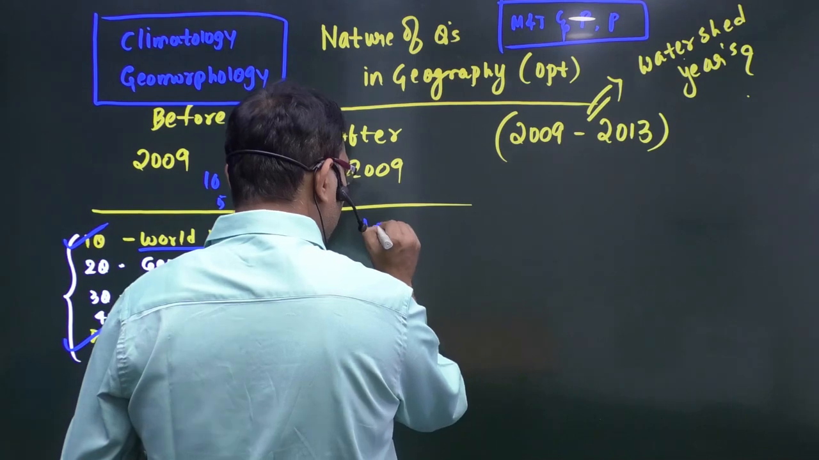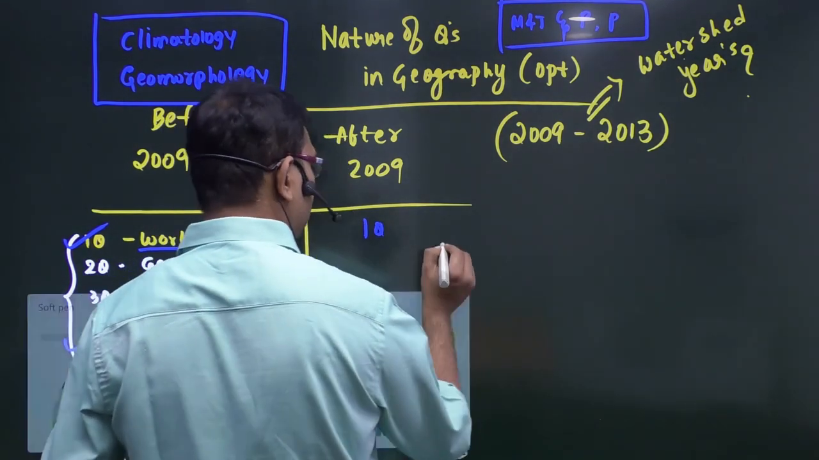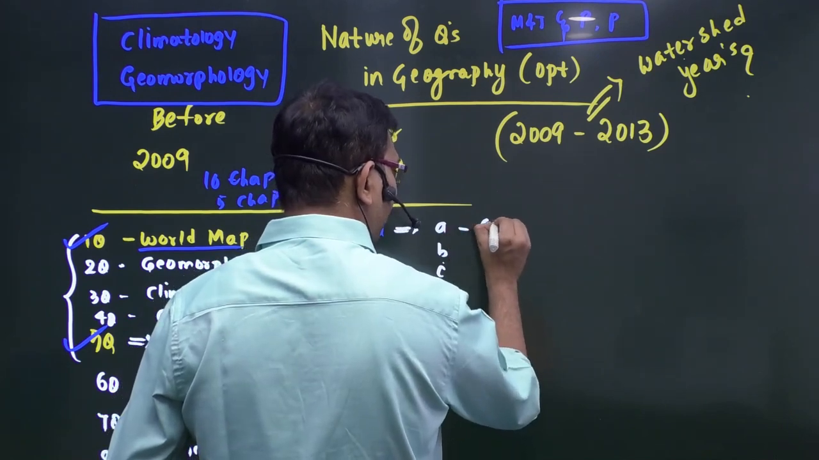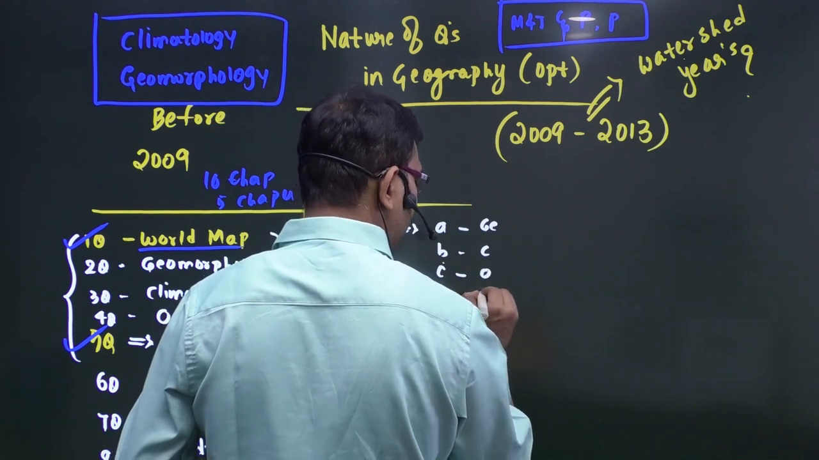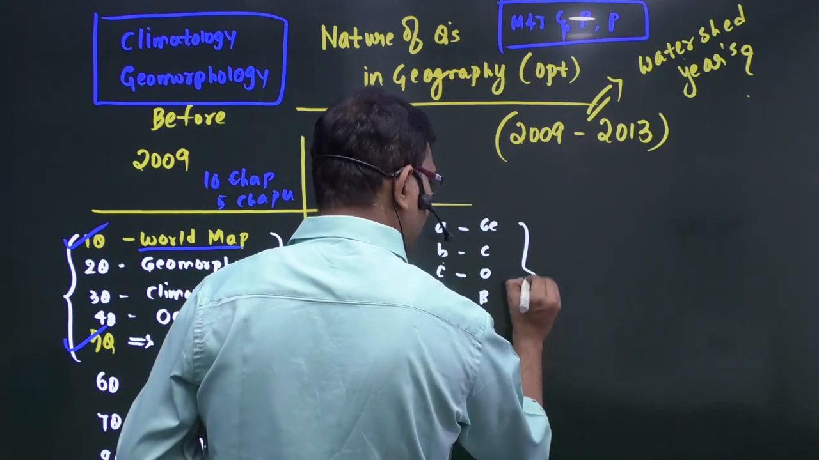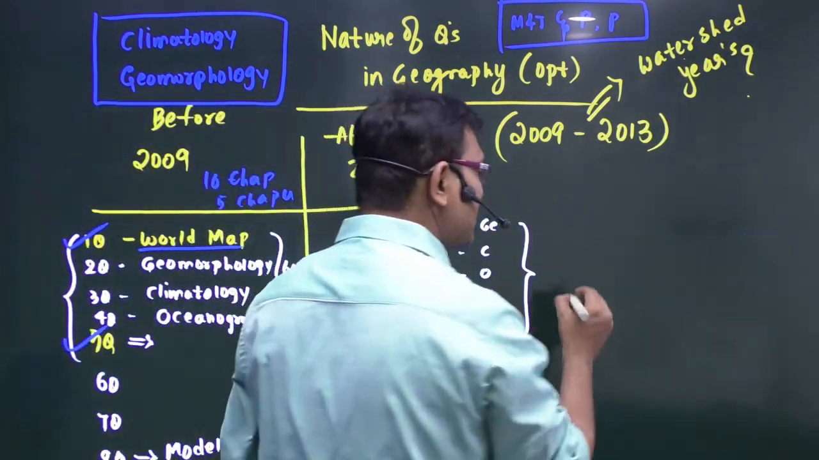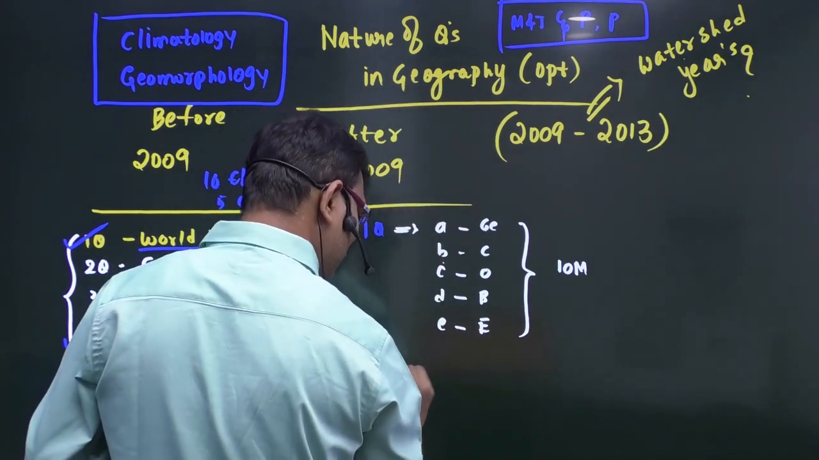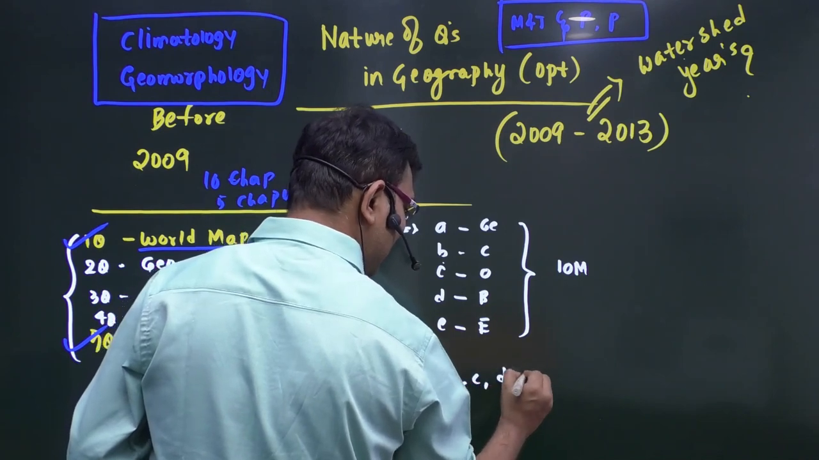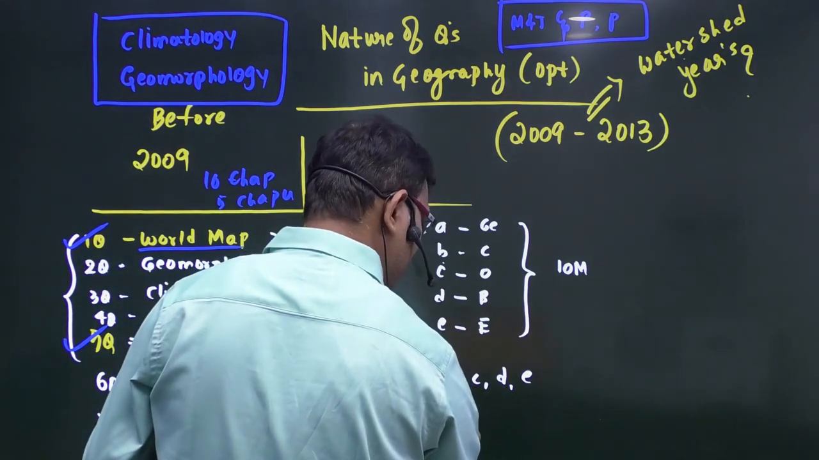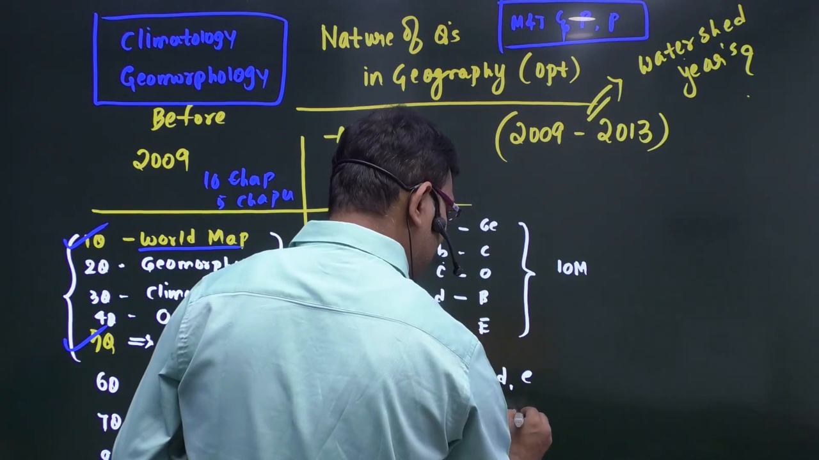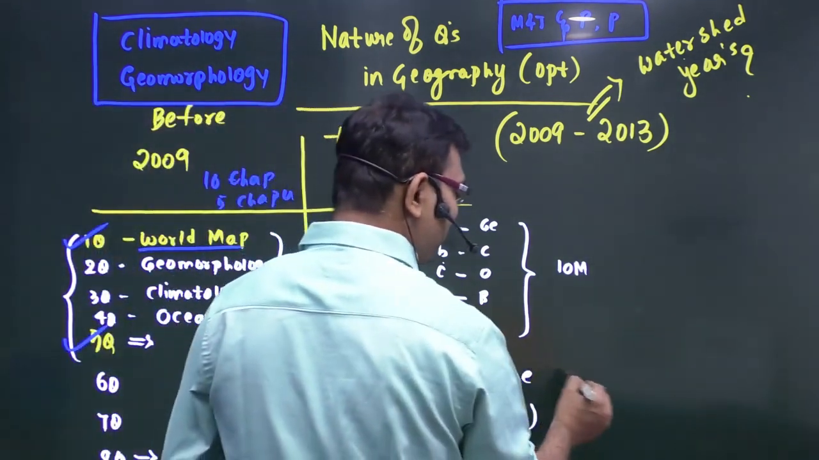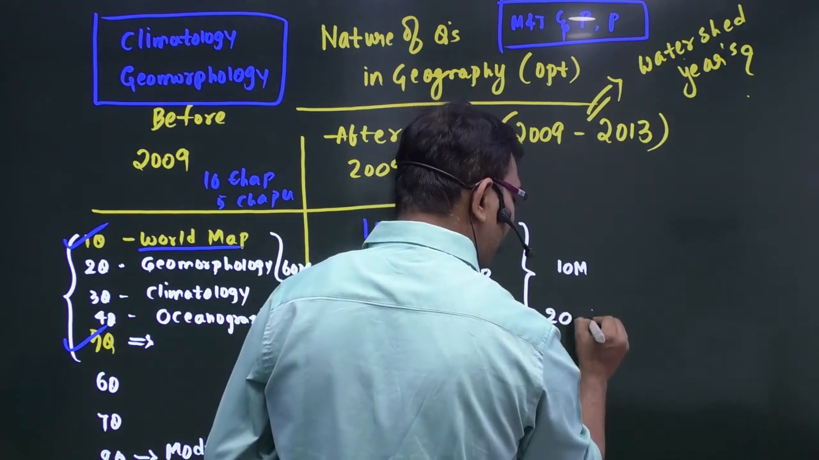But after that, they removed this. Now the first question has parts A, B, C, D, E. This is from geomorphology, this is from climate, this is from oceanography, this is from biogeography, and this is from environmental geography. Compulsory, you have to attempt. These are now 10 marks questions. The fifth question also has A, B, C, D, and E, mainly perspectives of human geography, population, settlement, models and theories. So this was the pattern. You need to read all 10 chapters now. You cannot escape. These are 10 marks, so 60 marks have come down to 20 marks, 15 marks and 10 marks.